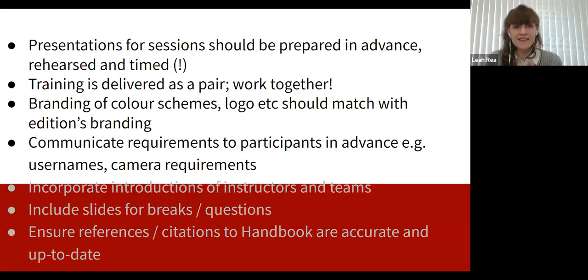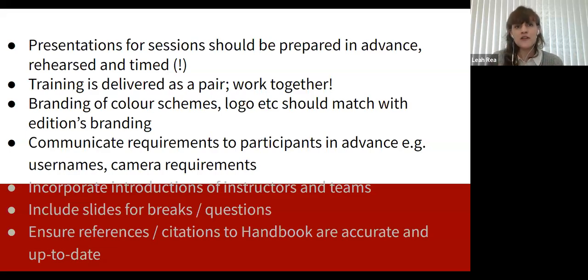I've mentioned already the importance of the handbook and ensuring citations and references are accurate and up to date. I cannot emphasize that enough. But I also want to emphasize ensuring that you set aside slides just for space for questions or for breaks.